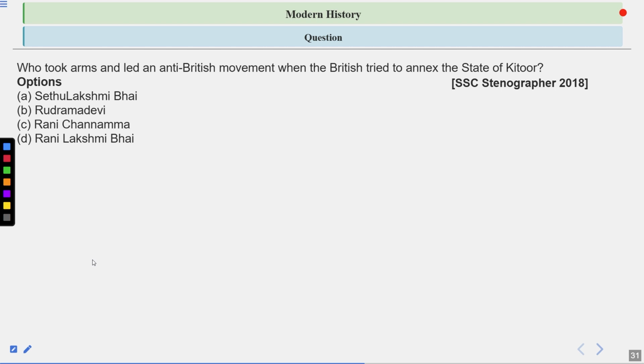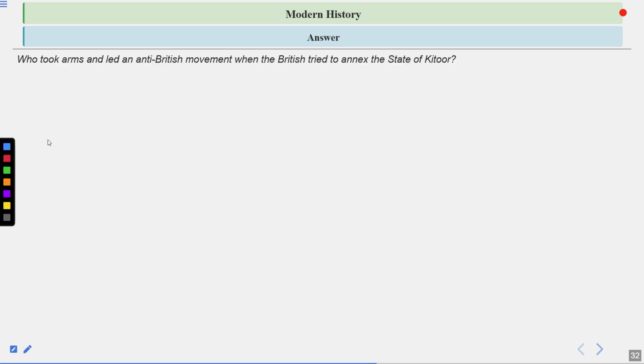Next question is, who took arms and led an anti-British movement when the British tried to annex the state of Kittur? Options are Setu Lakshmibai, Rudramadevi, Rani Channamma, Rani Lakshmibai. To give answer, 10 seconds are there. Time starts now. Time's up. The correct answer is C, Rani Channamma.